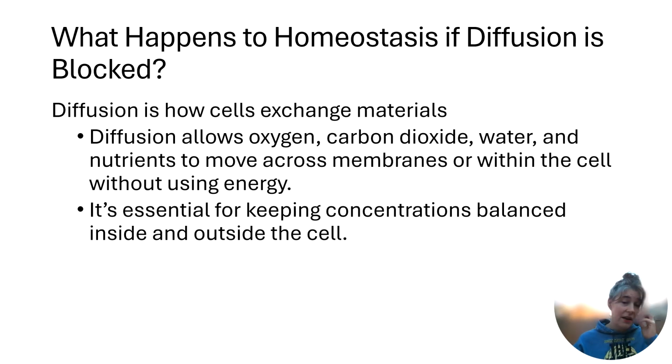Well, diffusion is how cells exchange materials. Diffusion allows oxygen, carbon dioxide, water, and nutrients to move across the membranes or within the cell without using energy. It's essential for keeping concentrations balanced inside and outside of the cell. That's why we have these different diffusions, our active and passive.